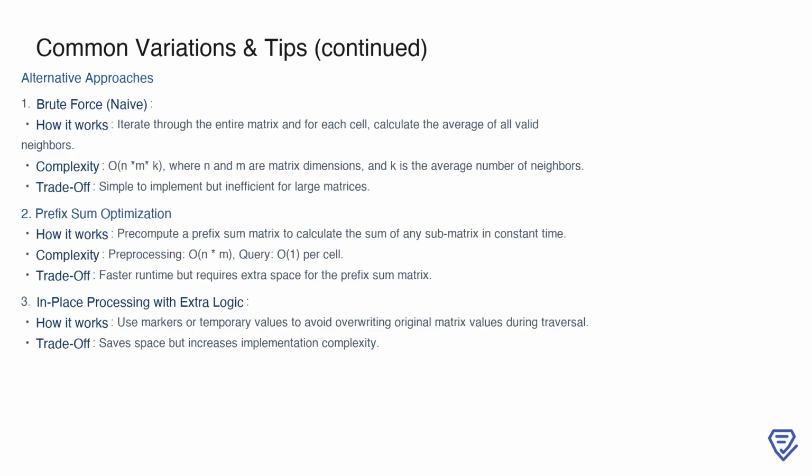Alternatively, you can process the matrix in place with extra logic. This involves using markers or temporary values to avoid overwriting the original values during traversal. Although this saves space, it increases the complexity of implementation. Choosing the right approach depends on the constraints of the problem and the context in which you're solving it.